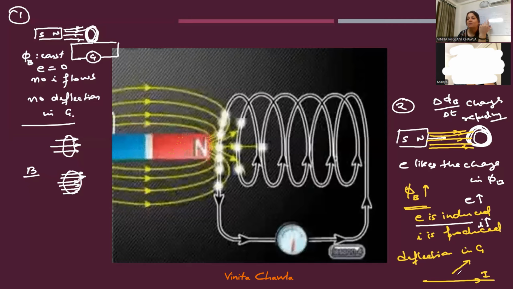So we can see this time greater deflection in the galvanometer. Greater deflection in the galvanometer shows that now the current has a greater value. More current is there in the coil. Clear?